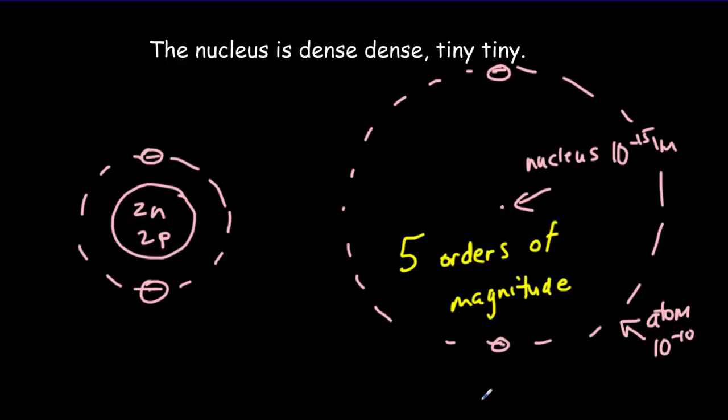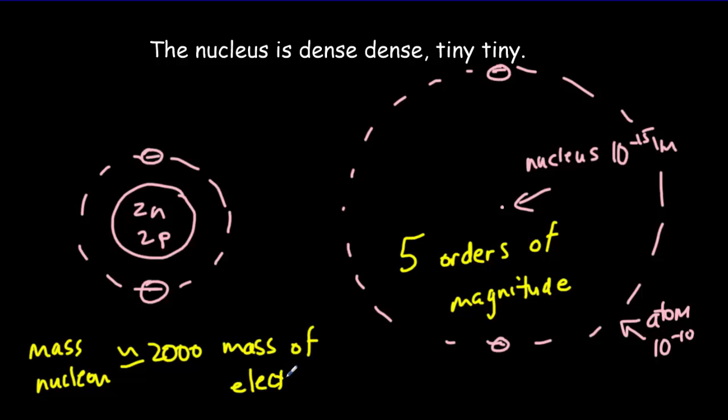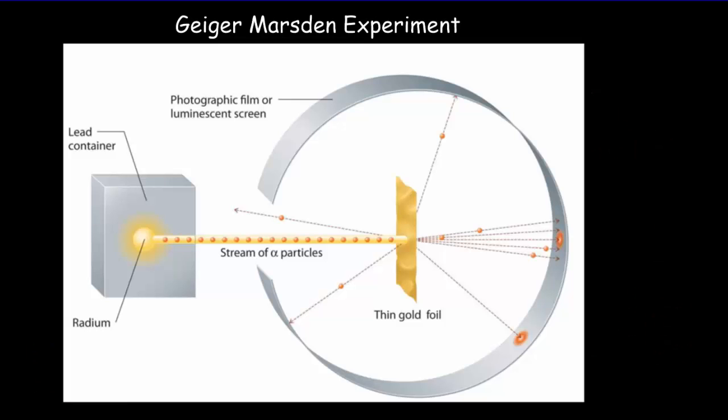And you'll recall that the mass of a nucleon, the stuff inside the nucleus, is about equal to 2,000 times the mass of an electron. In other words, pretty much all the mass of the atom is here, inside that tiny little speck of the nucleus. So in other words, a nucleus is really, really dense and really, really tiny. Now, how did we come to know that the nucleus is tiny, tiny and dense, dense?